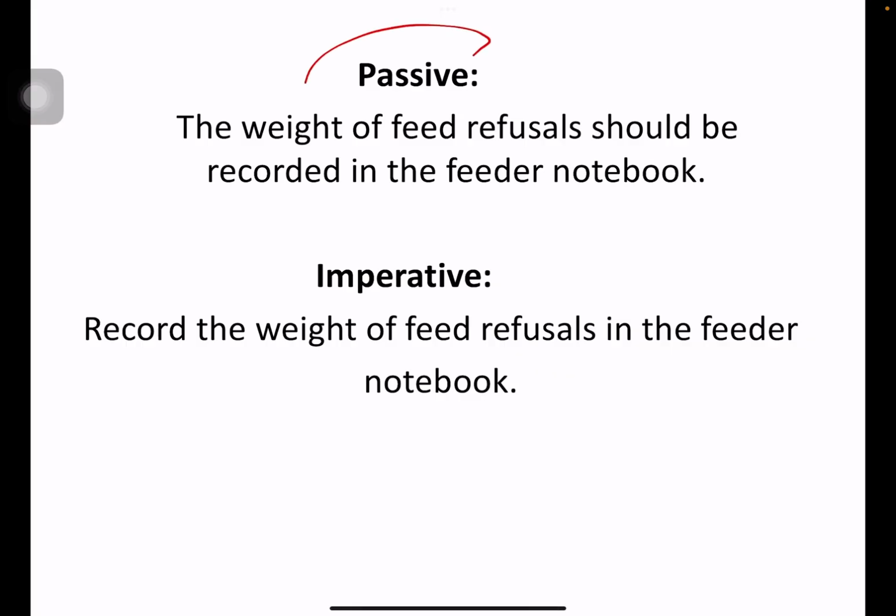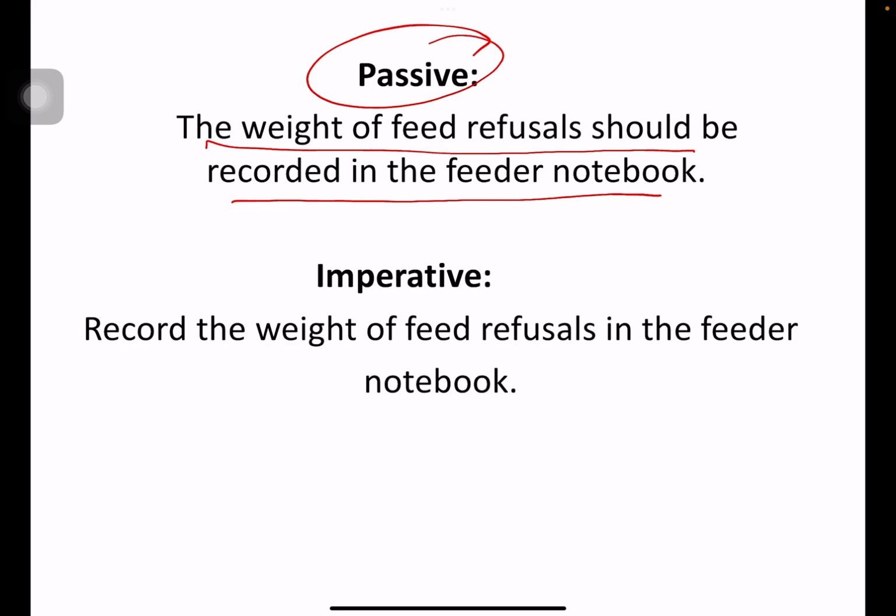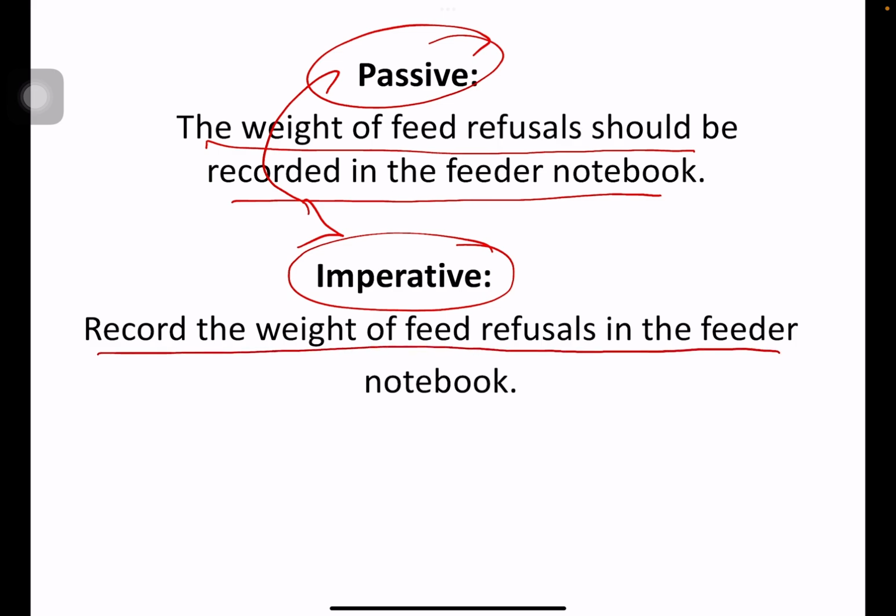So this is the passive form of the sentence: The weight of feed refusals should be recorded in the feeder notebook. When you change it to imperative, you're going to say it like this: Record the weight of feed refusals in the feeder notebook. Notice that the word record here acts as an action verb. Therefore, use imperative instead of passive form when you are writing the SOP.